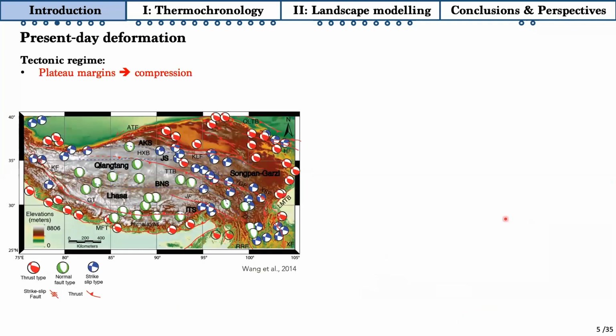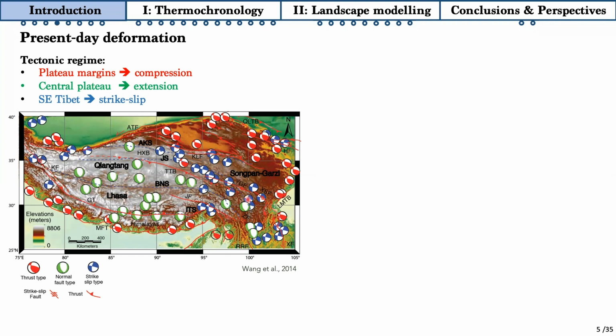The earthquake focal mechanisms show that the present-day deformation and tectonic regime of the Tibetan plateau is dominated by compression, marked in red here, along the plateau margins like the Himalaya and the Longmen thrust belt. It is also dominated by extension, marked in green here, in the central part and some of the southern part, and by large-scale strike-slip deformation, mainly in southeast Tibet, in the central and the western part.